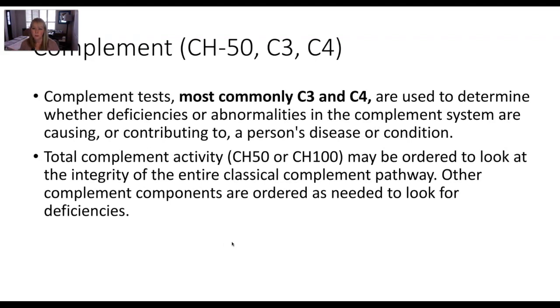What are the complements CH50, C3, and C4? Most commonly, they're used to determine whether deficiencies or abnormalities in the complement system are causing or contributing to a disease or condition. So it's most likely that these complements, through studies, are related to lupus, this autoimmune disease. You can look at the CH50 or CH100. That looks at the entire complement system or pathway. Again, it's a gray area whether you're going to be ordering that or rheumatology. I would say 8 times out of 10, rheumatology will be ordering these types of labs.